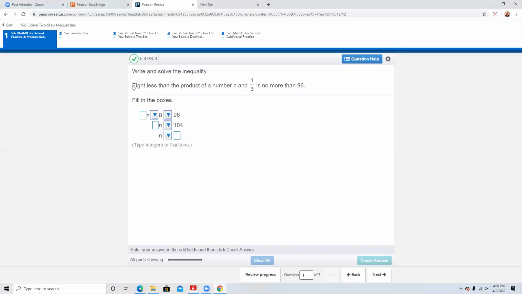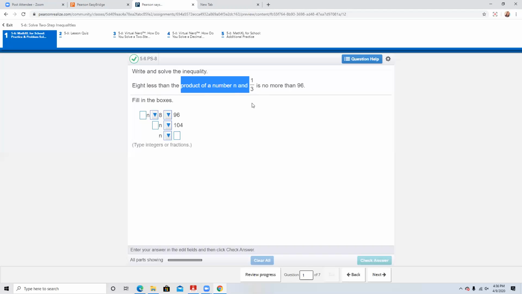Okay. So you have here, it says 8. 8 is less than, let me see if I can highlight this. 8 is less than, okay. Less than means what? Then it says the product of a number n and 1/3.